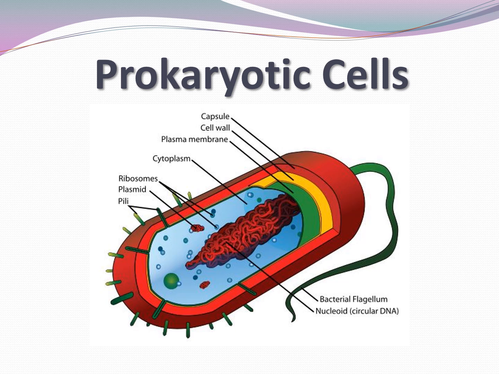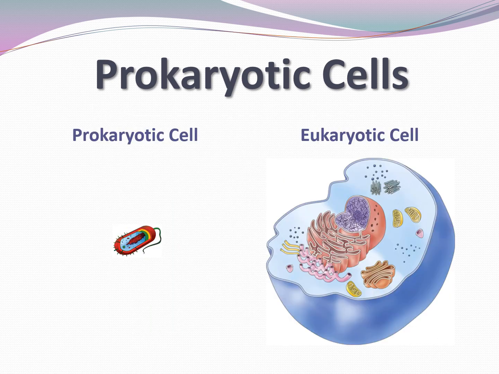This is a diagram of a typical prokaryotic cell. They all look like this. Another fact about prokaryotic cells is that they are much smaller in size than eukaryotic cells. Here we can see a more accurate depiction of their sizes relative to each other.